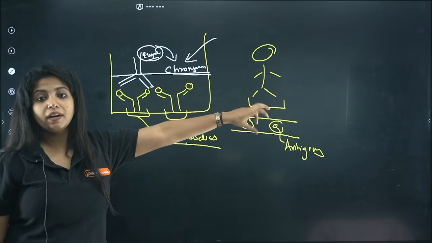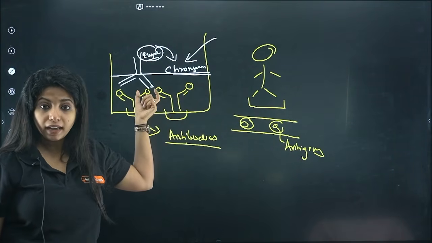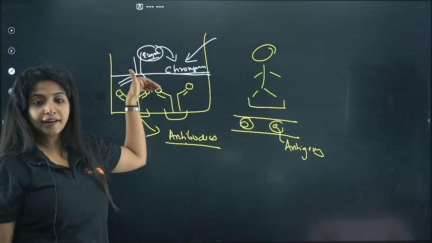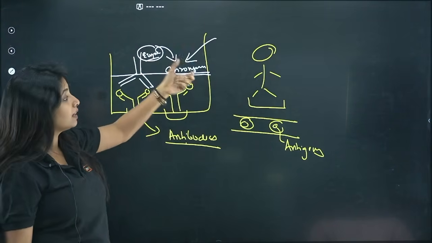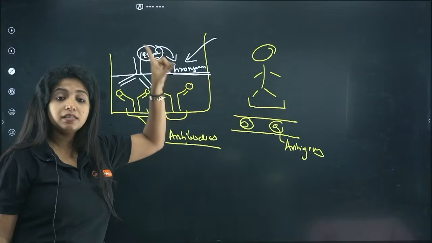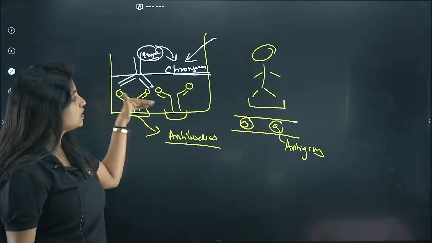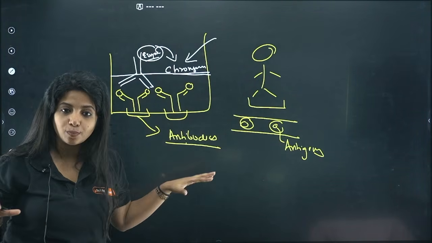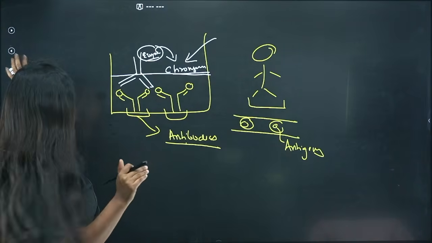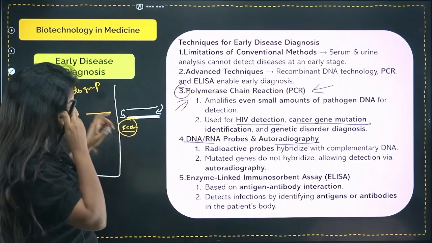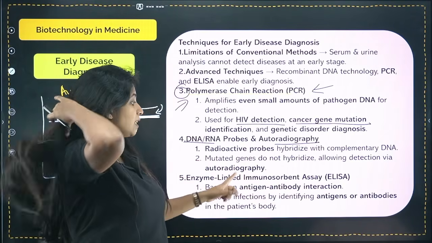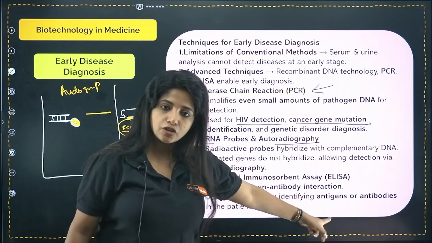When it gives a color change, we understand that, okay, this particular patient's blood had the antigens, which is why it went and bound there. And now when you put the secondary antibodies out there, they also went and bound there, which is why there's a color change out there. That means the person has HIV infection. So over here, antigen-antibody binding is the principle. You get it? And with the help of that only, we are able to find the disease. So based on antigen-antibody interaction, it detects infections by identifying either antigens or antibodies.